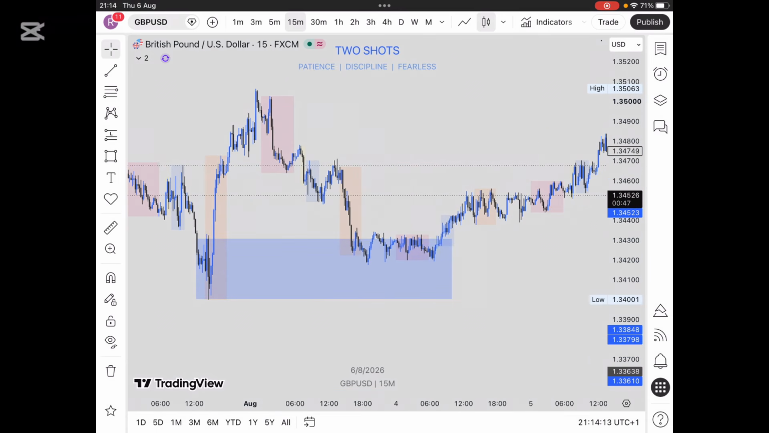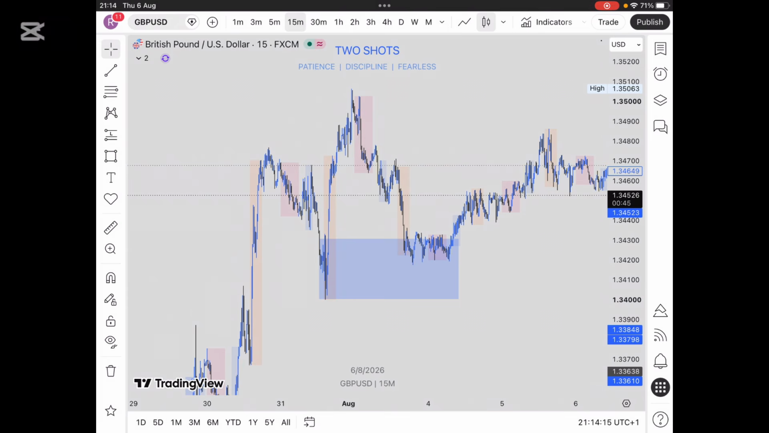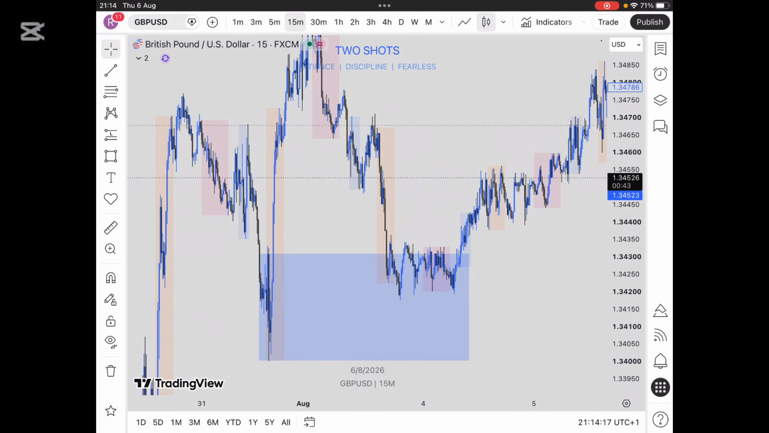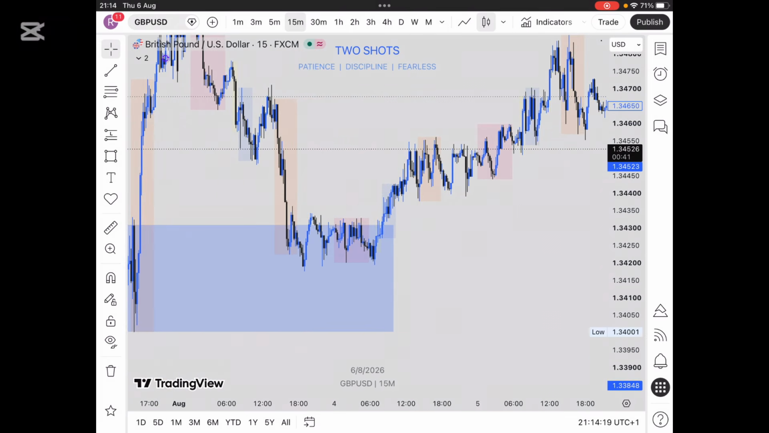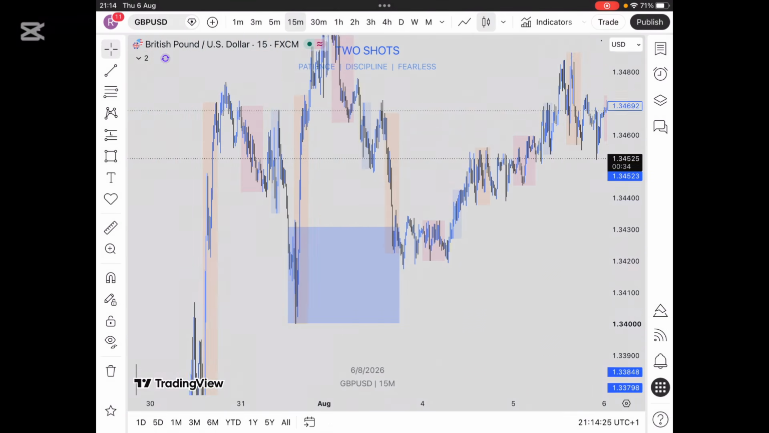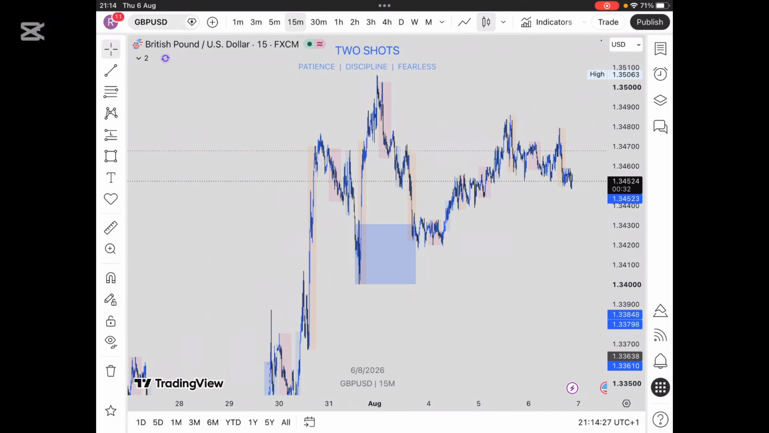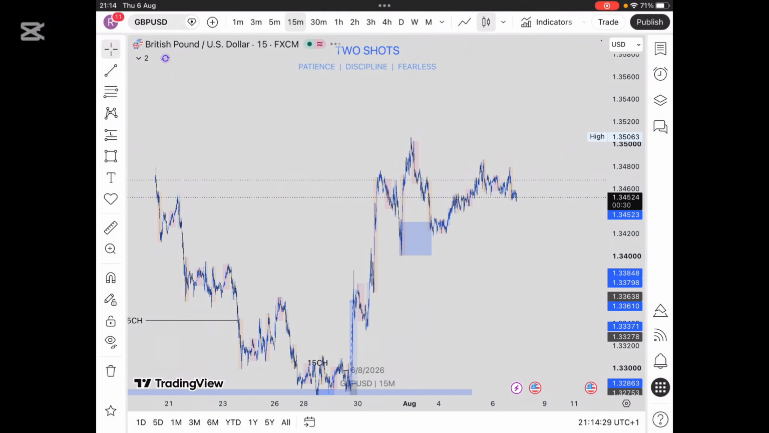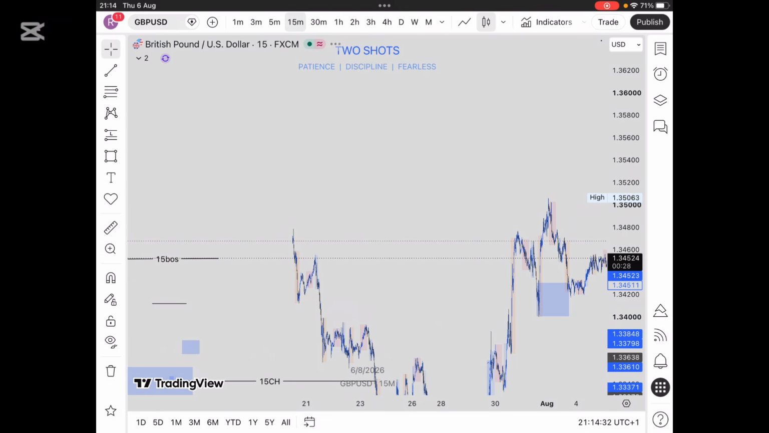So here we are on the key level, and price has mitigated our key level properly and gave us a confirmation to get involved for the buy, because we are bullish, and our expectation right now is for price to buy all the way.